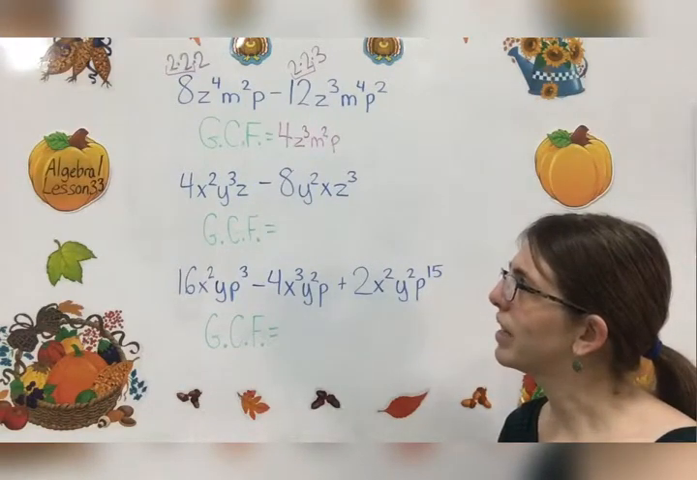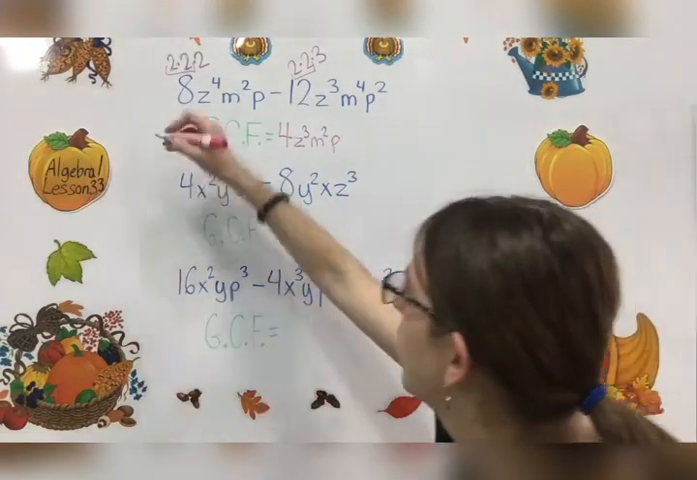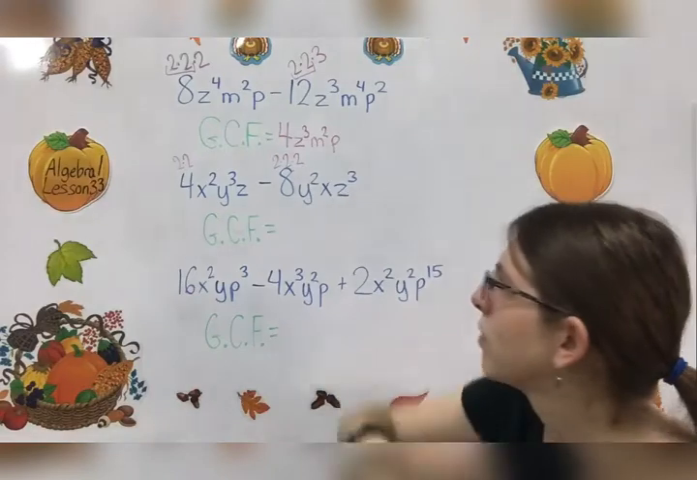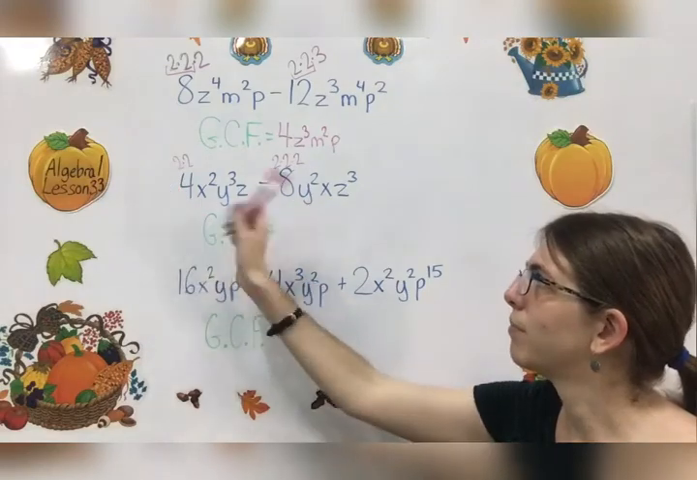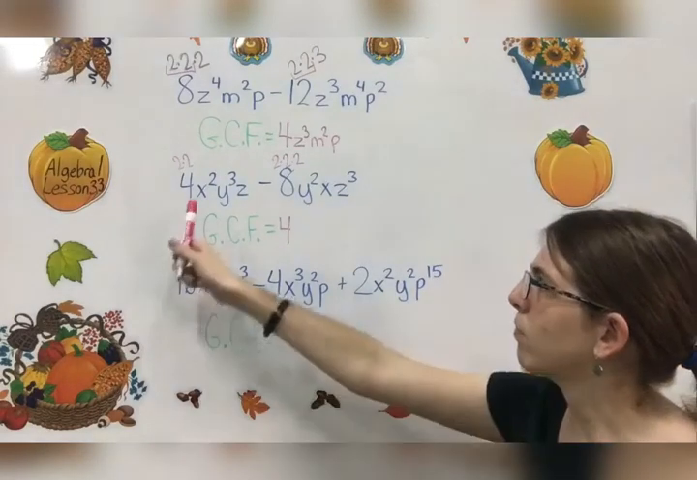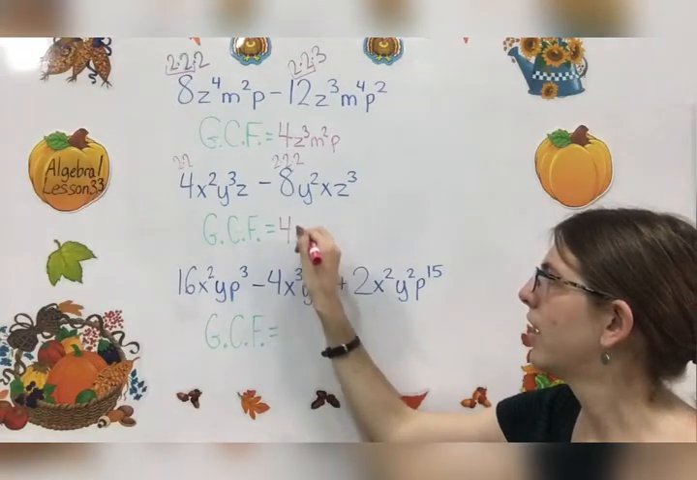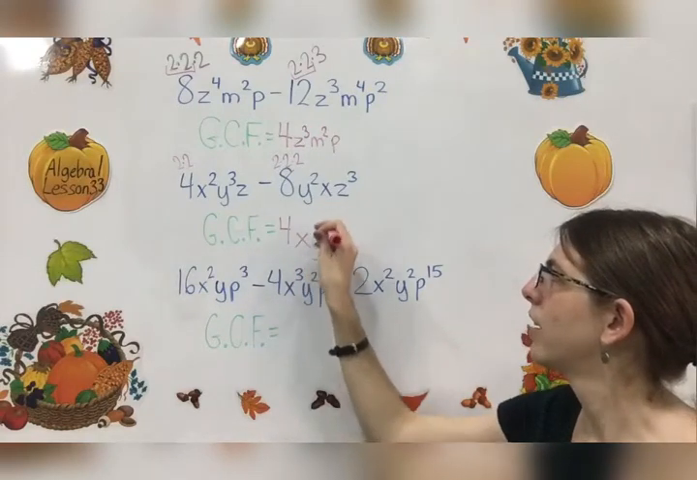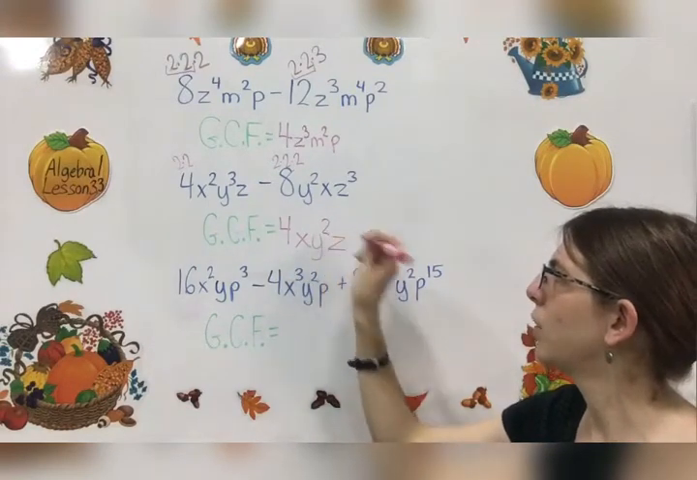4x squared y3z minus 8y squared xz3. So the prime factors of 4 are 2 times 2. 8 we know is 2 times 2 times 2. So the greatest number of times that we see 2 in both terms would be twice. So 2 times 2 is 4. Okay, moving on now. We see x squared and 1x. 1x is the smaller exponent, so 1x. y3, y2. y2 is the smaller exponent, so y2. z, z3. z has the smaller exponent, so z.